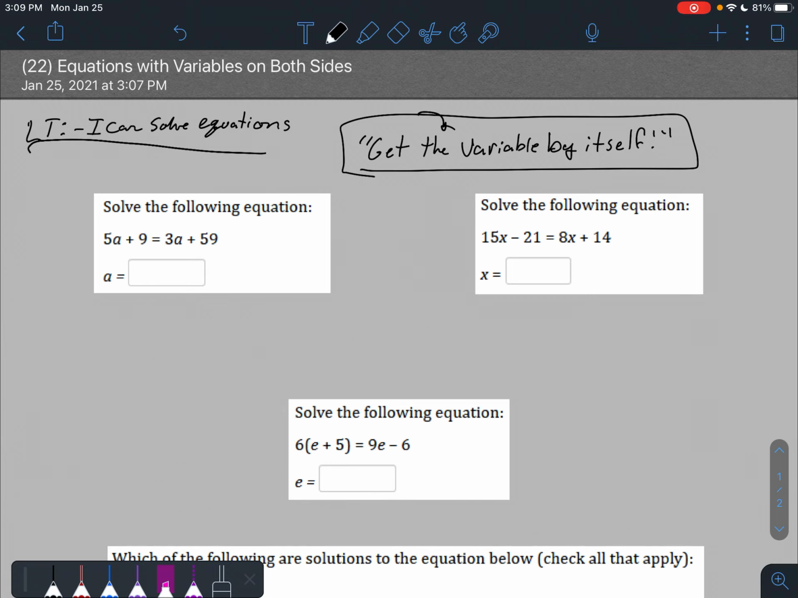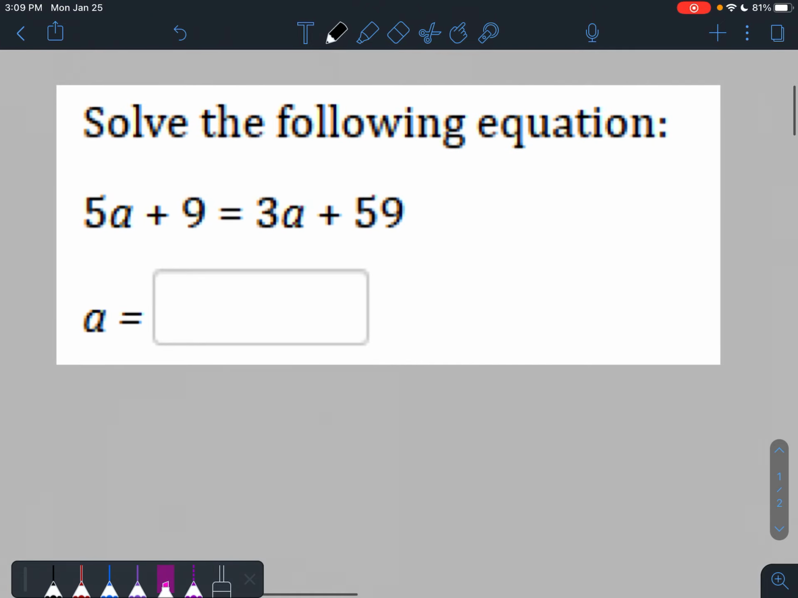And what you're going to find out is that we can do the same properties with numbers as we can with variable terms, as really they are just numbers. So those properties of equality work both ways here. So now, we want to solve the following equation. We need to get the variable by itself, but we've got variables on both sides. Oh no, what are we to do?